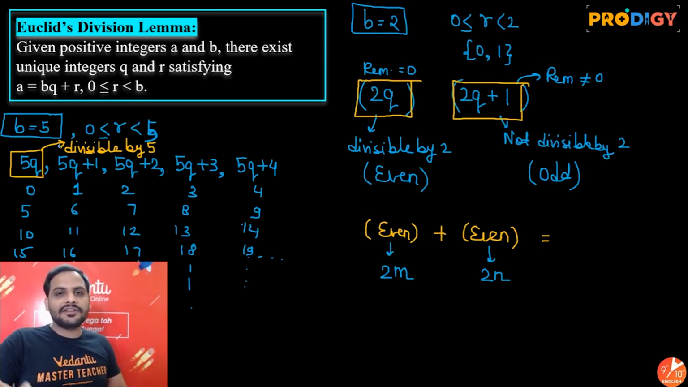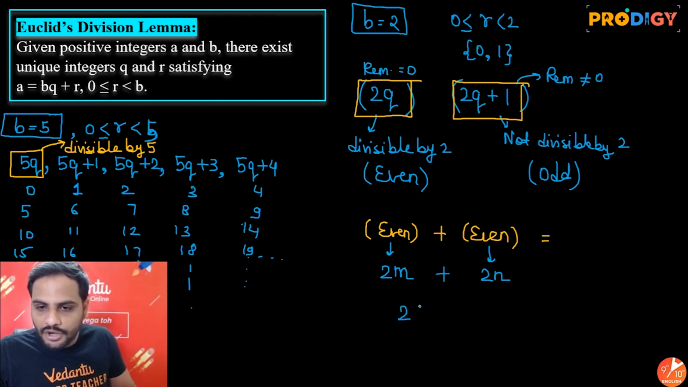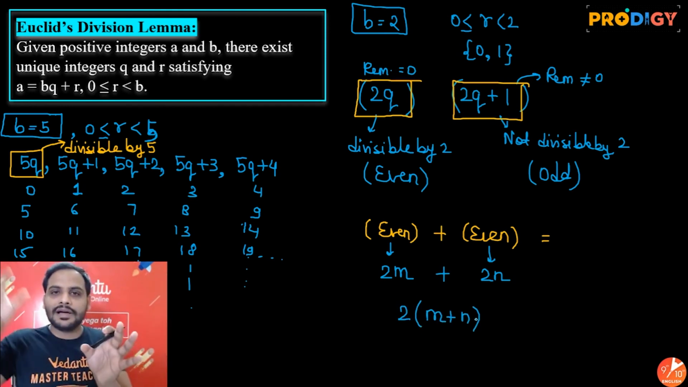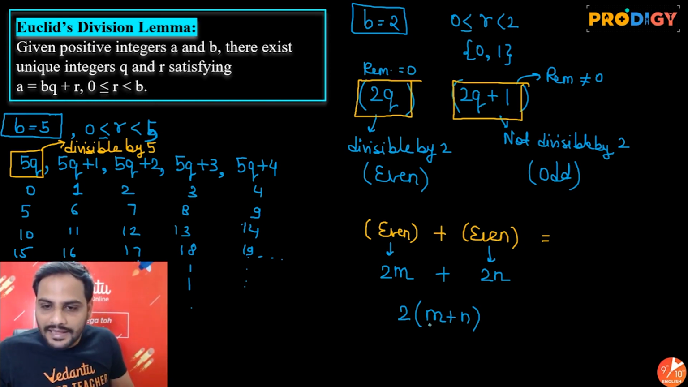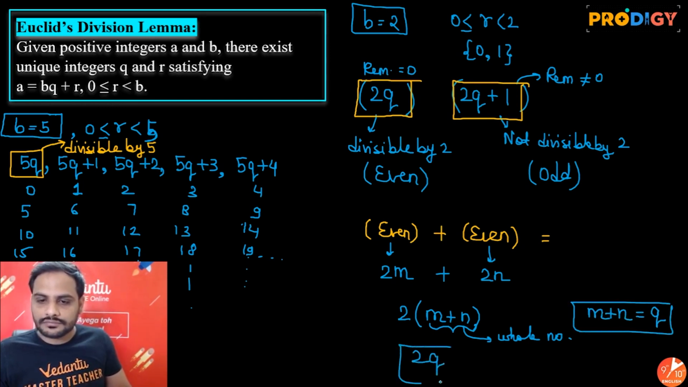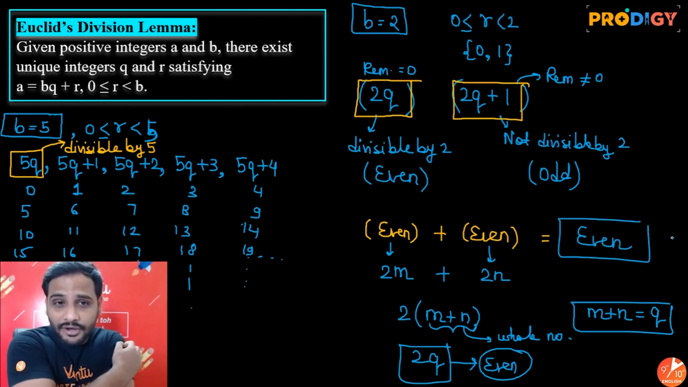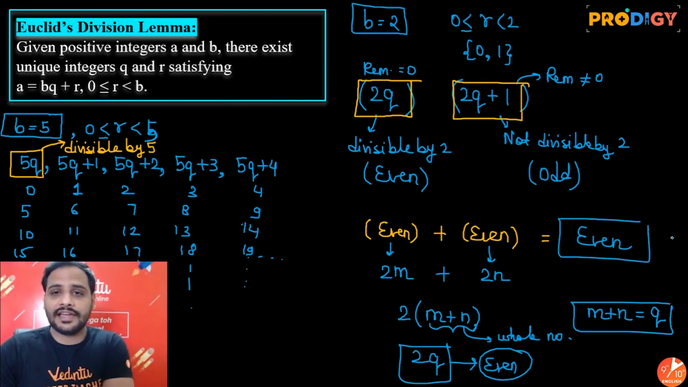Alright. So I can say even number in the form of 2q. So let's say q is m over here, q is n over here. So if I add them, I can take 2 common times of m plus n. Beta, dekho, if I will add one whole number with another whole number, my answer will also be a whole number only. So I can say m plus n is some other whole number, let's say q. So my answer is what? 2q. And 2q means what? Even. So sum of two even numbers is always an even number.